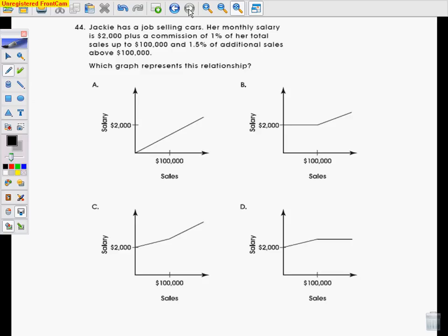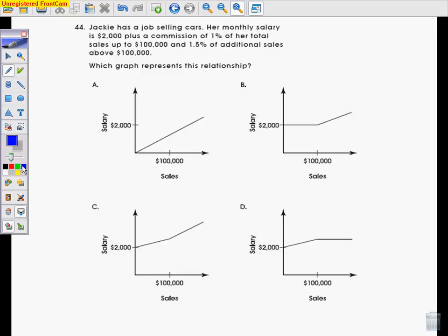Number 44, last one for this section. Jackie has a job selling cars. Her monthly salary is $2,000 plus a commission of 1% of her total sales, up to $100,000, and 1.5% of additional sales above $100,000. Which graph represents this relationship? All right, let's go ahead and go through this problem one step at a time.